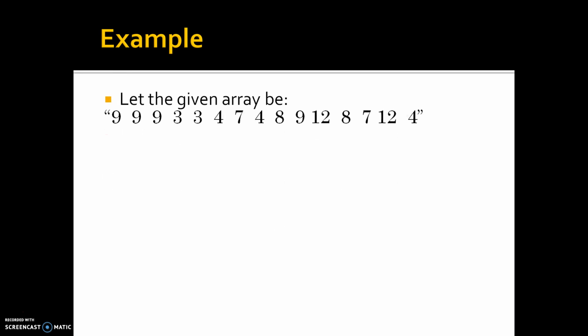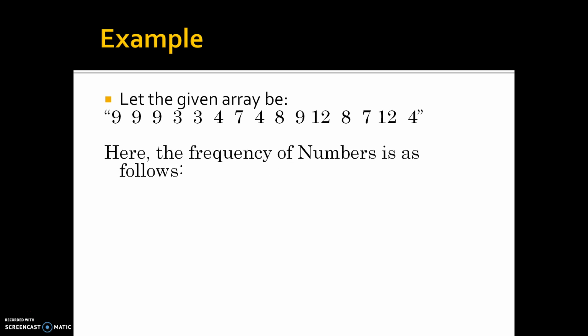Let the given array of integers be the one on your screen: 9 9 9 3 3 4 7 4 8 9 12 8 7 12. First of all, let us count the number of times 9 appears. The frequency of 9 is 4, three at the beginning and one in between. The frequency of 3 is 2. The frequency of 4 is 3.